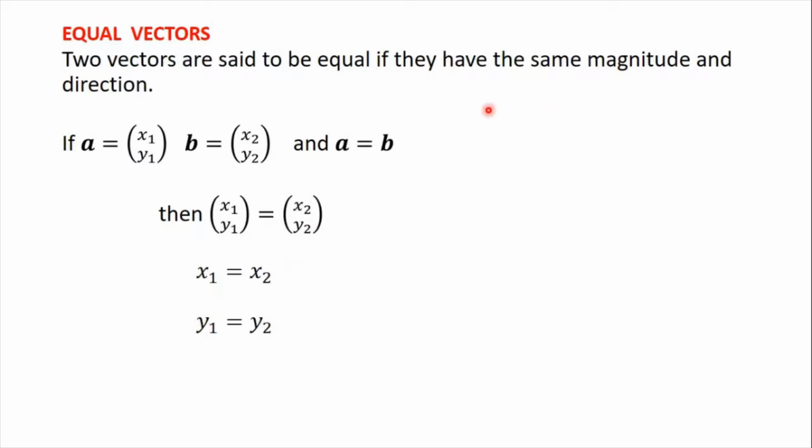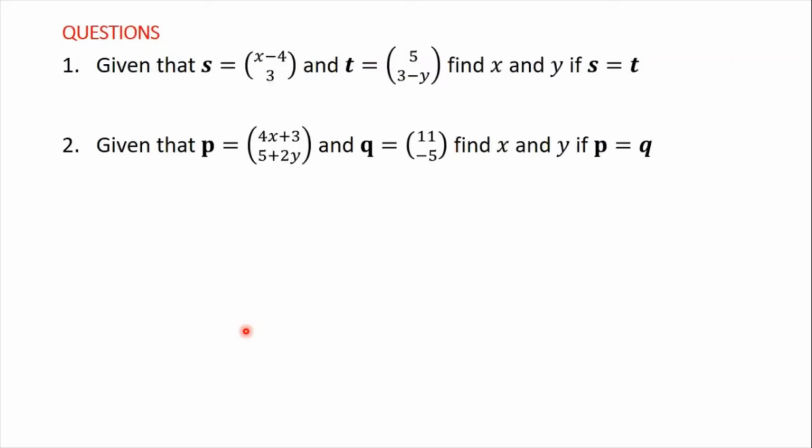You will find out more about this as the study goes on. For now, what you have to know is that if two vectors are equal, the x component of one vector is equal to the x component of the other vector, and the y component of one vector is also equal to the y component of the other vector. Let's use this information to solve some questions.